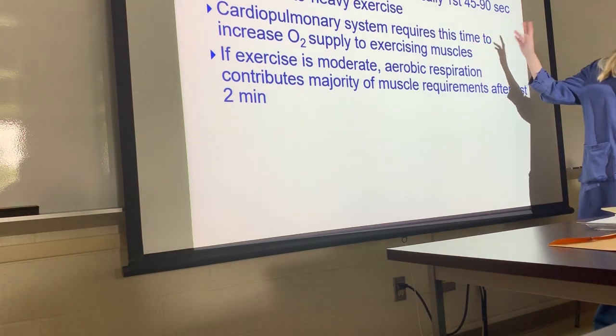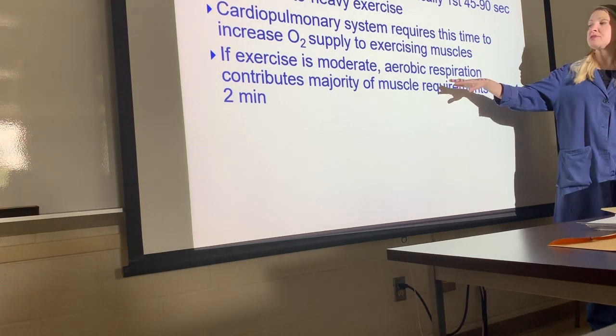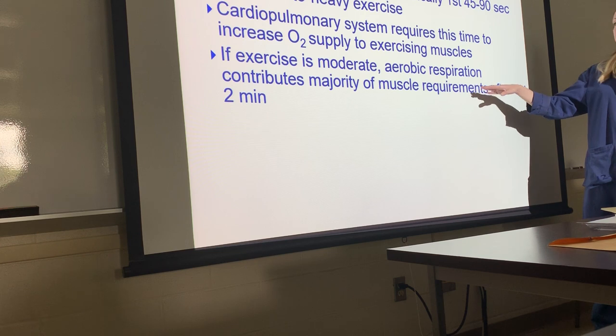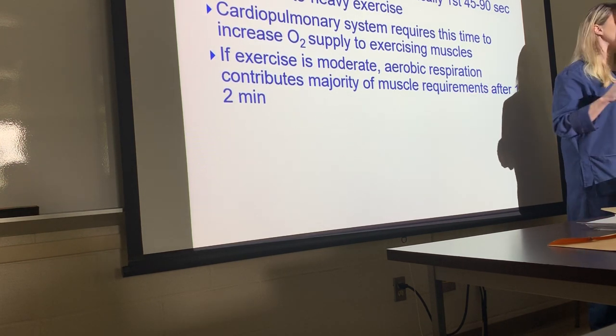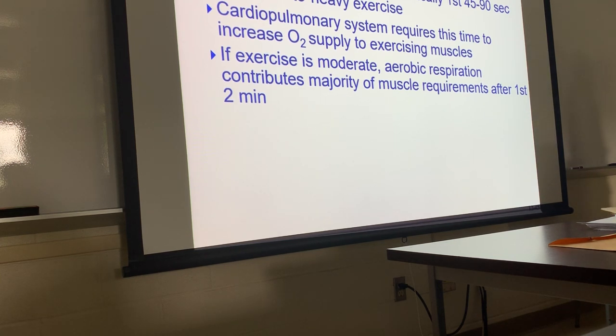So that's one reason. If the exercise is moderate, aerobic respiration will contribute to the majority of muscle requirements after the first 2 minutes. So if you're jogging, the first couple of minutes, you're making energy anaerobically. The rest of the time, it's through cellular respiration aerobically, once the cardiopulmonary system catches up. But if you're only sprinting for a short time and you're trying to get a quick sprint in under a minute, you're going to only make your energy glycolytically.